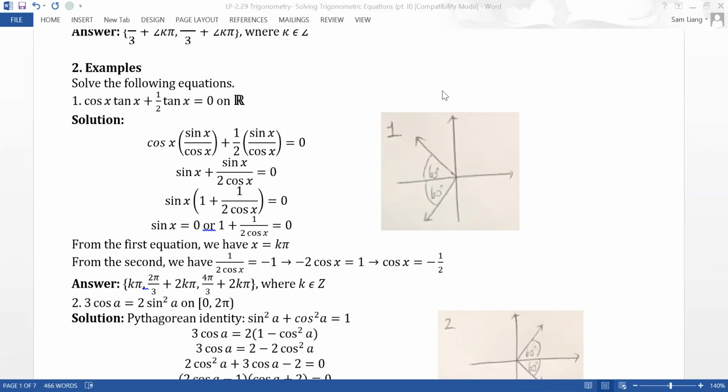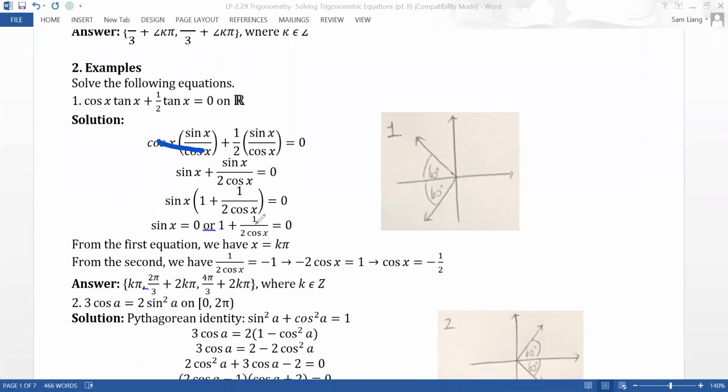So we have tan x equals sine x over cosine x, right? Change that. And then from there, the cosine x term divides out, right? So we get sine x here, and then if you multiply this, you get sine x over 2 cosine x equals 0. From there, you can factor out sine x, so you get sine x times 1 plus 1 over 2 cosine x equals 0. And then there you use the zero product property, right? So sine x equals 0, or this entire thing, 1 plus 1 over 2 cosine x equals 0.